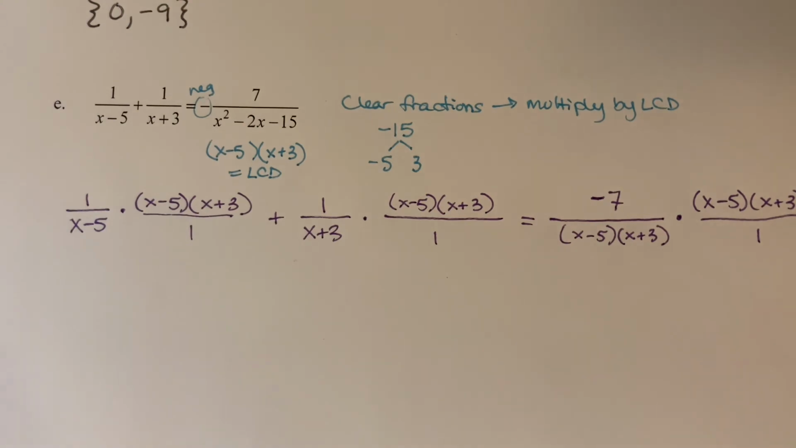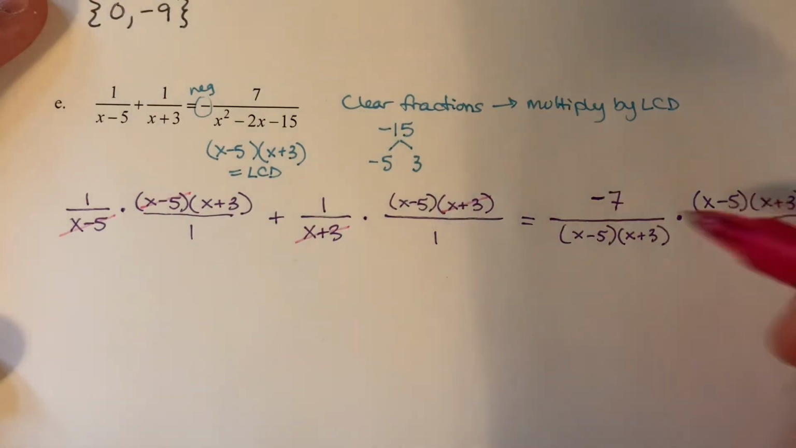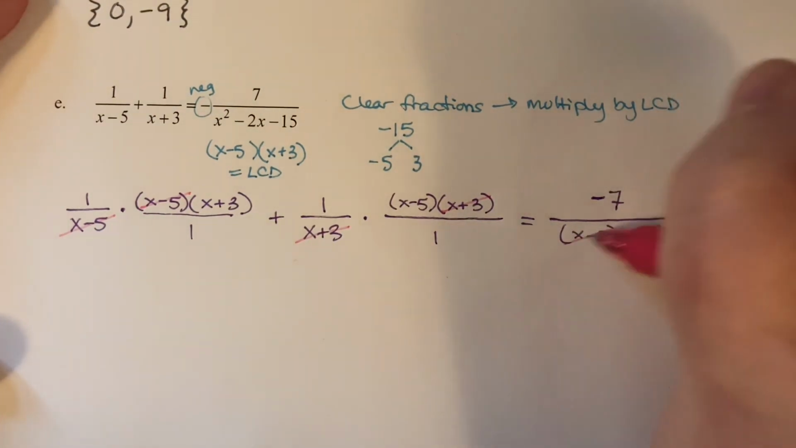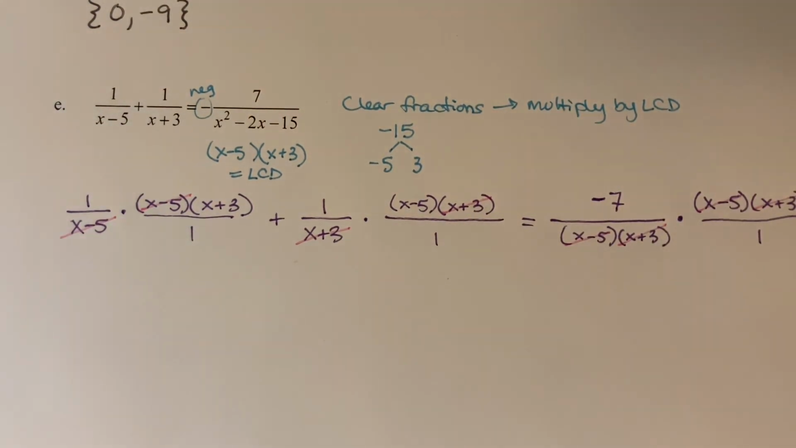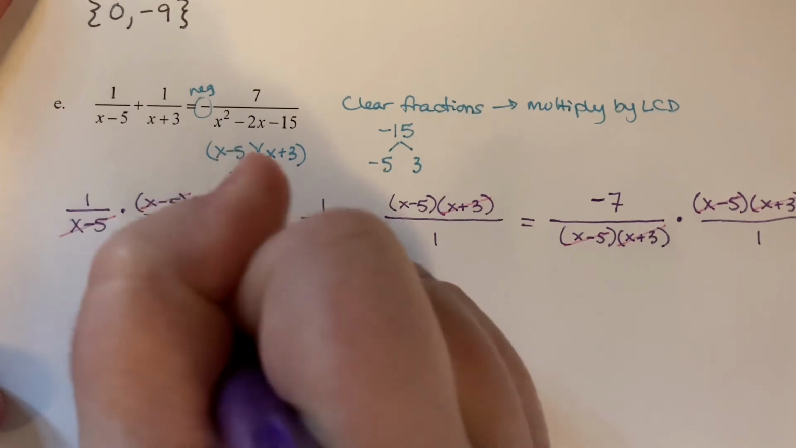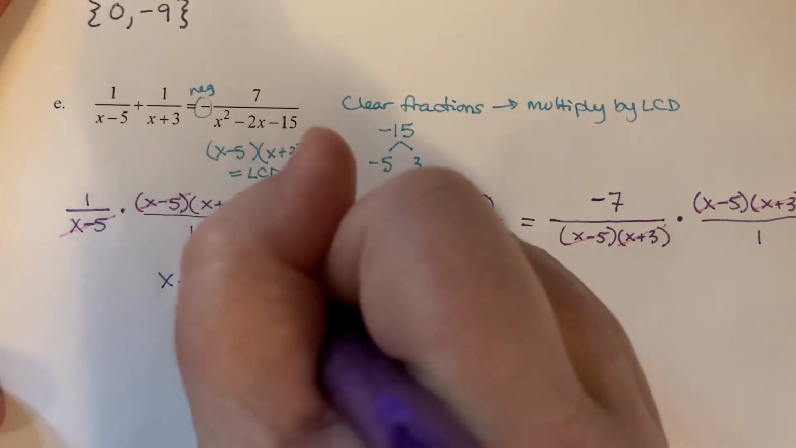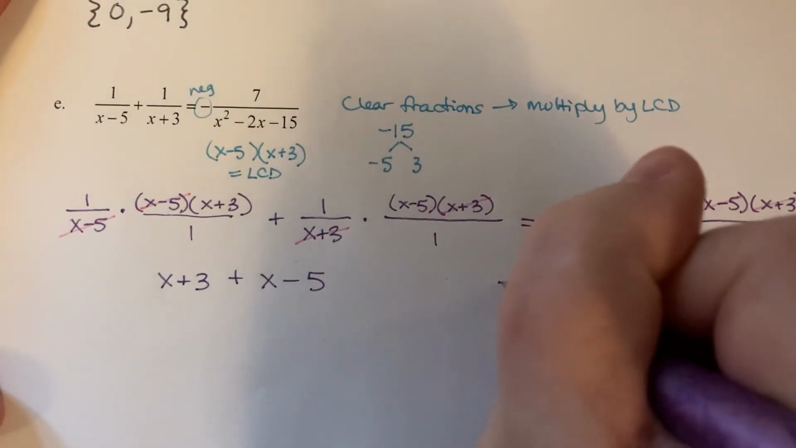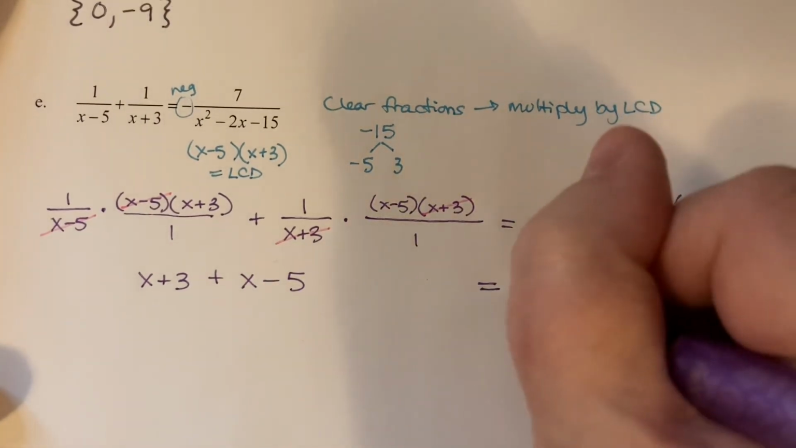Now, the reason we did all this is because now every fraction should cancel. X minus 5 cancels. Every denominator should. So x plus 3 cancels with the x plus 3 in the top. On the right side, both factors in the denominator cancel. So now we just got to figure out what's left. In this first term, all that's left is x plus 3. In this second term, all that's left is x minus 5. And over here, the denominator completely canceled, so all that's left is a negative 7.